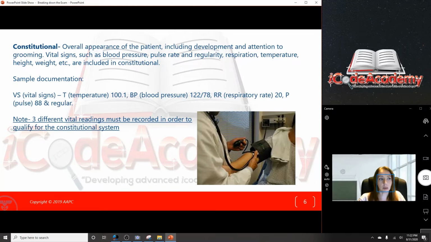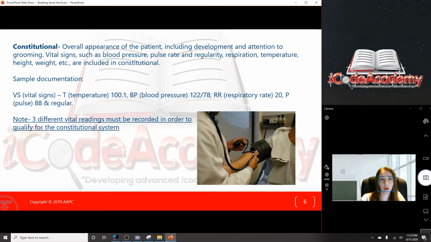Provider might also document vitals such as blood pressure, respiratory rate, temperature, height and weight. These can all be elements that you'll find in the documentation to support the constitutional system for the exam. When we look at our sample documentation here, you can see that we have some vitals documented.